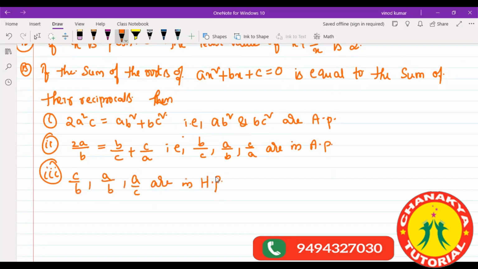What are a, b, c here? They are the coefficients of x square, x and the constant in the given quadratic equation. When the quadratic equation having two roots alpha and beta has the sum of the roots equal to the sum of the reciprocals, then these three conditions will hold. The first condition is ab square and bc square are in arithmetic progression. The second one is 2a by b equals b by c plus c by a, that time also arithmetic progression. And the third condition, c by b, a by b, and a by c are in arithmetic progression. Okay.